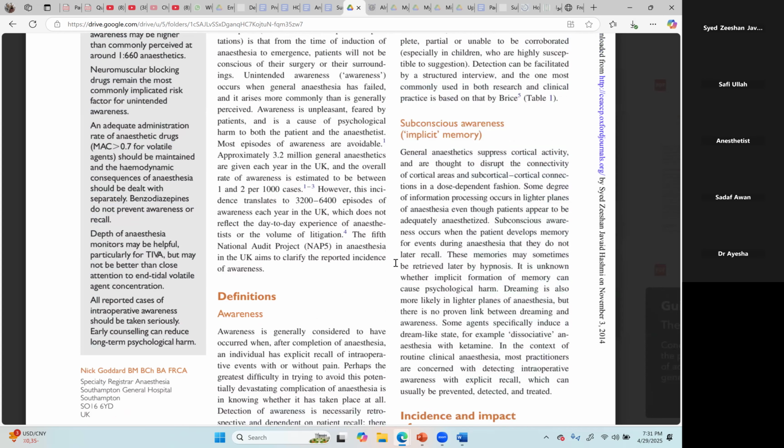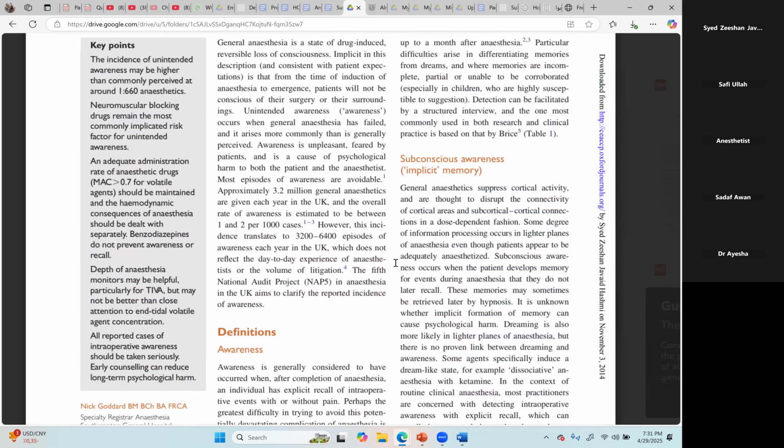So giving muscle relaxant is one of the causes of awareness. If you have not given muscle relaxant and the depth of anesthesia decreases, the patient starts moving, so you will come to know that the patient is awake. But if you have given muscle relaxant, the patient is not able to move and is listening. MAC awake is less than 0.5, and you need to maintain more than 0.7 for volatile, and hemodynamic consequences of anesthesia should be dealt with separately. If the blood pressure is low, you can give some vasopressor or inotrope, or replace it with some other medication like ketamine.